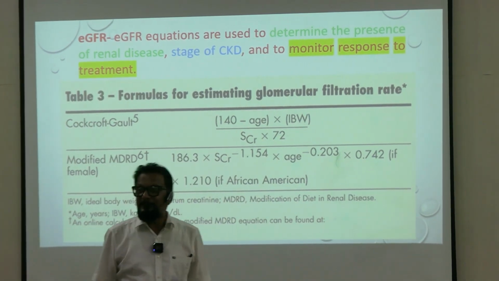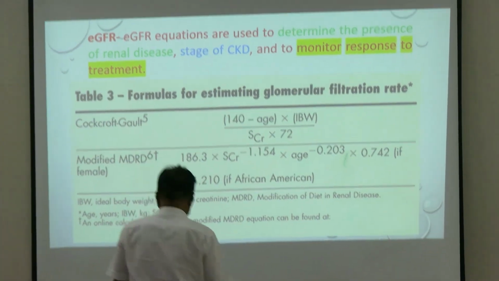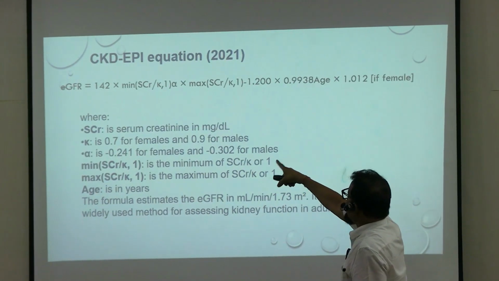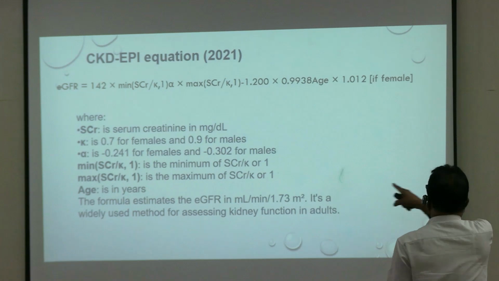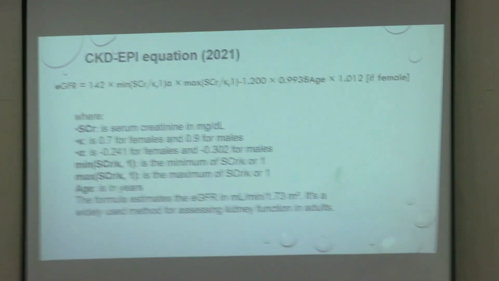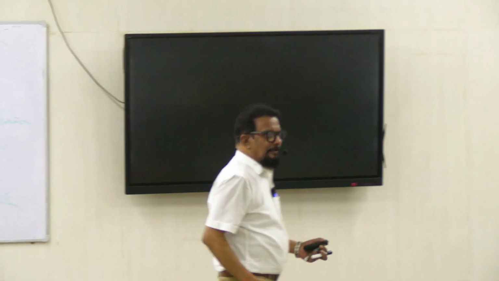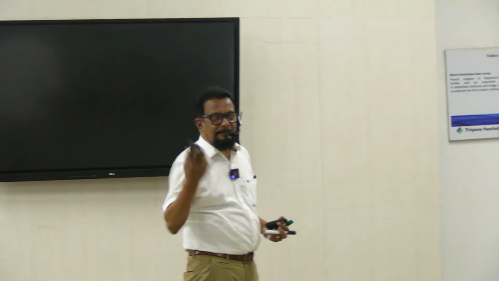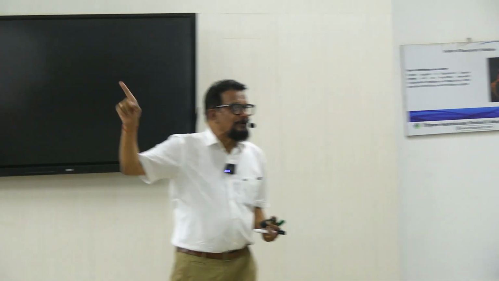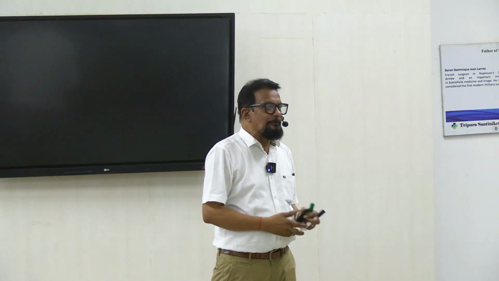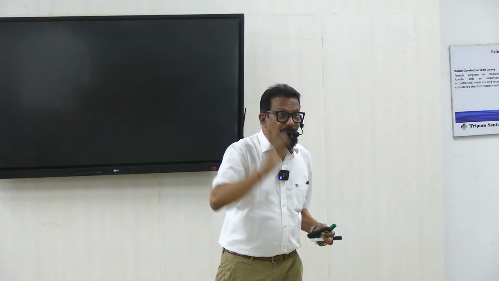Okay, another equation is more tough. What is this? CKD-EPI equation 2021. Very latest, and equation is very tough for you to calculate. So what to do? No problem. You are having a machine in your hand, it is ready. So you go online, CKD-EPI equation, put the values, you will get instantly the value. So for your patient, instantly you can get the eGFR. Okay, so by different means you got the GFR.